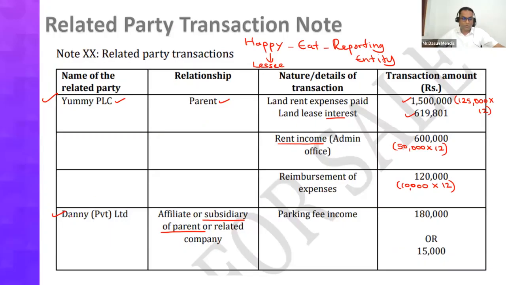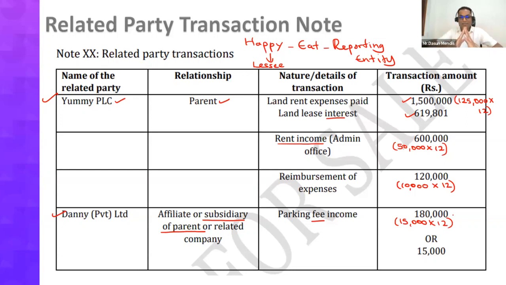Now you disclose the name of the related party, Danny Private Limited, which is a fellow subsidiary, or a subsidiary of your parent company. The reporting entity is Happy Eat, right? Our company is getting a parking fee income. If 15,000 per month, that would be 15,000 into 12, 180,000, or else if 15,000 is for the entire year, the value is 15,000.